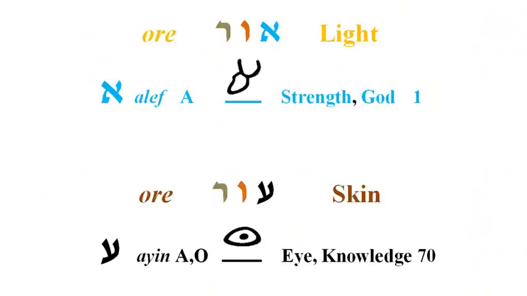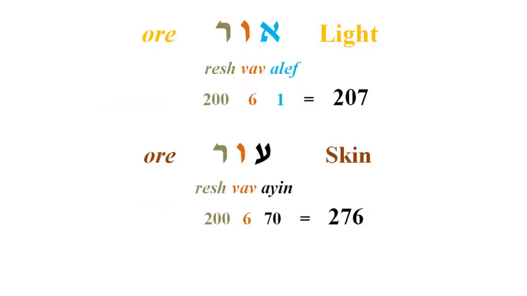Very nice. Okay. And notice those two words, how they're spelled. We said light was Aleph Vav Resh, and skin is Ayin Vav Resh. The only difference is the first letter. Aleph begins with 1, Gematria, and Ayin is a 70. If you put in the Gematria values, light adds up to 207, skin, or, adds up to 276.